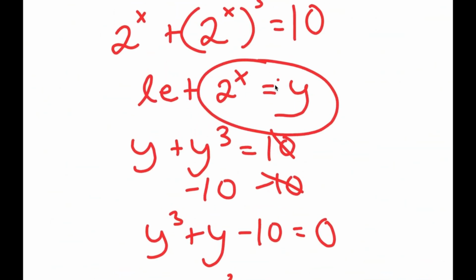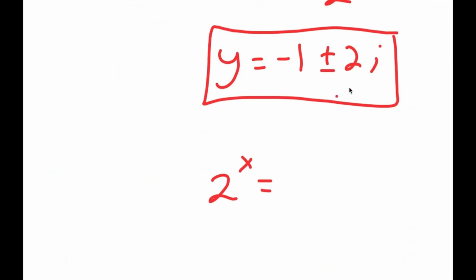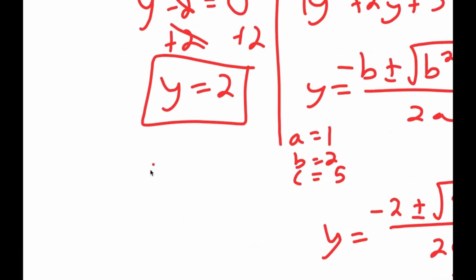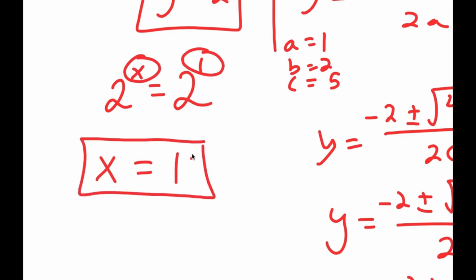Because remember how we let 2 to the power of x equal y. So 2 to the power of x, well, how can this equal an imaginary number? It can't, meaning this is not a proper solution for y, and my only equation from this is 2 to the power of x is equal to positive 2. And this is easy. All I have to do is rewrite 2 as 2 to the power of 1, and these two exponents equal each other, meaning x is equal to 1. So x is equal to 1 is my solution for this problem.